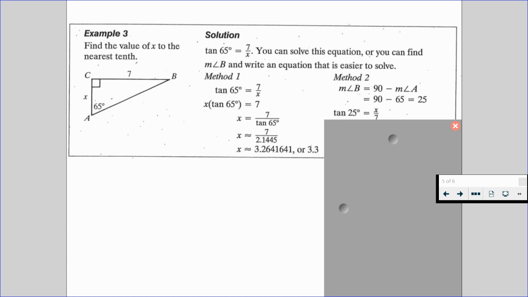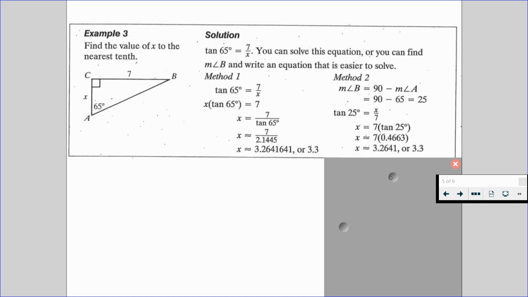Well, tan of 25 is equal to the opposite over the adjacent, so tan 25 is equal to x over 7. We can multiply both sides by 7, and we're going to end up with x is equal to 7 times the tangent value of 25 degrees. Tangent of 25 degrees is approximately 0.4663, which means we do 7 times that approximate value, and again, we end up with x is approximately 3.2641, or 3.3.